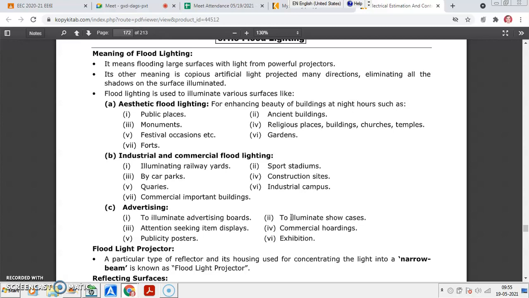Then I told you about hoardings and advertisement: to illuminate the advertising boards, illumination of showcases, attention regarding the displays, that is what we have. Commercial hoardings, exhibitions and public posters, or publicity for the posters. This is a point of attraction.